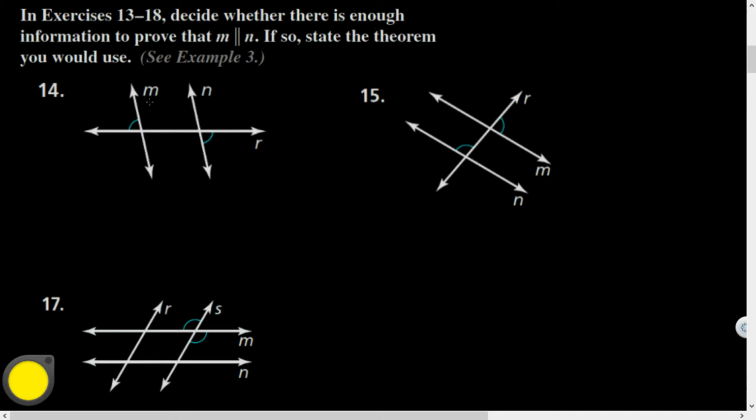How about number 14 here. What types of angles are those? And then by the converse, yeah, if those are congruent, then these lines are parallel. Okay, so that works out. All right, ooh, how about this 15 one?